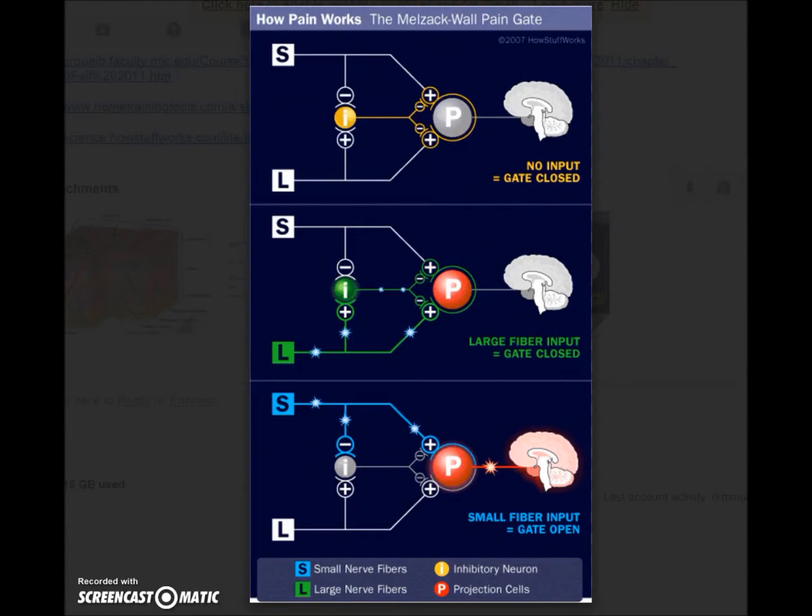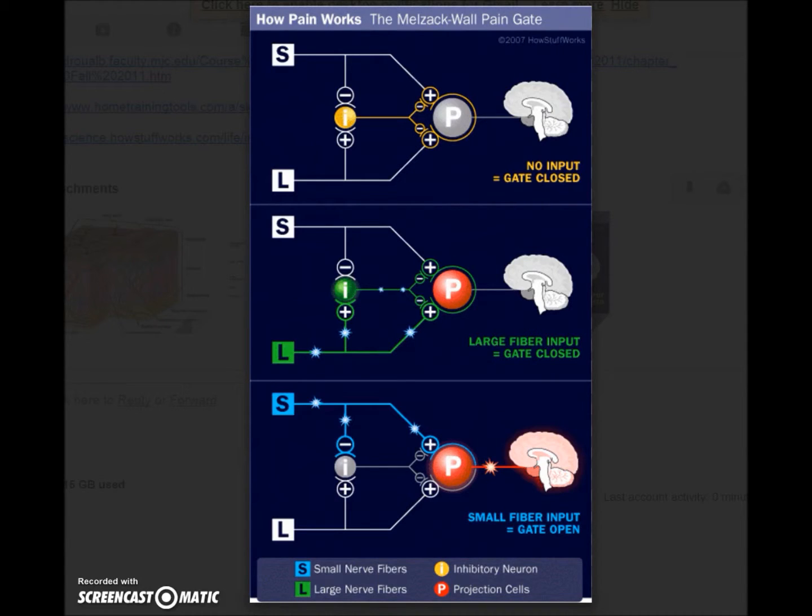Related to this concept of pain is the gate control theory. The theory that the spinal cord contains a neurological gate that blocks pain signals or allows them to pass on to the brain. During normal somatosensory activity, there are inhibitory and projection neurons. However, the inhibitory neurons prevent the projection neurons from sending signals to the brain.